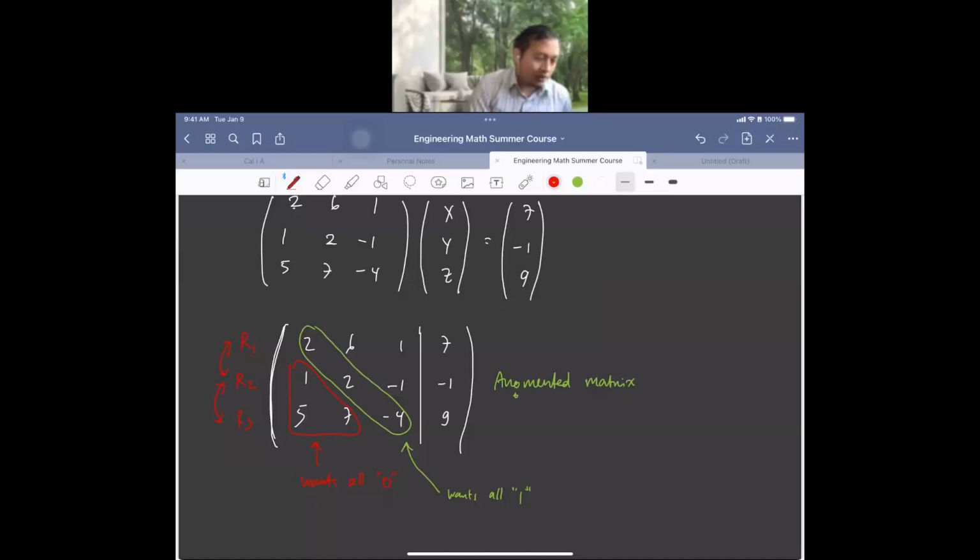So the idea is, if we want to change, for example, the first row, I want to make this minus with this, so that 2 becomes 1. So let's just say we change the R1. R1 change: 2 minus 1 is 1, 6 minus 2 is 4, 1 minus 1 is 2, and then 7 minus 1 is 8.